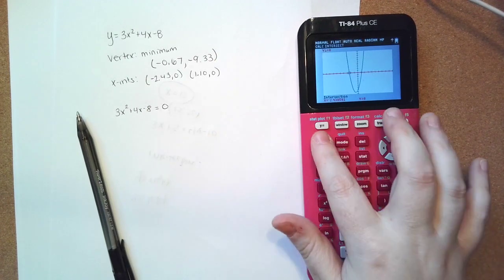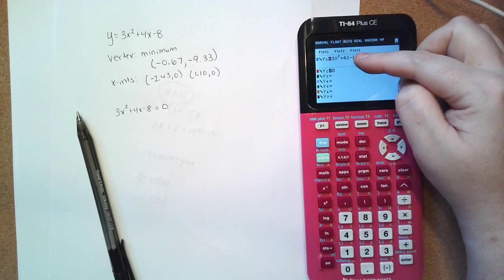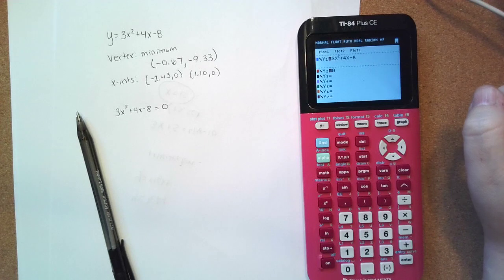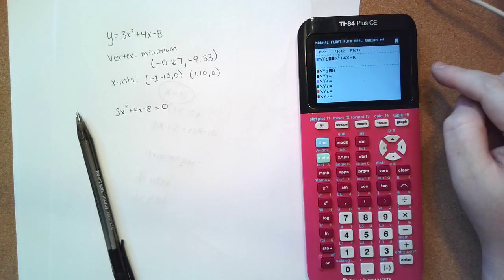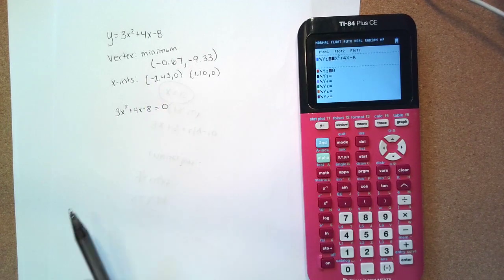So second, trace, intersect, as long as I have y equals the left and y equals the right. That's why I put that y equals 0 in there, so I can find the intersection. So that is how you find the vertex and the x-intercepts using your graphing calculator versus Desmos.